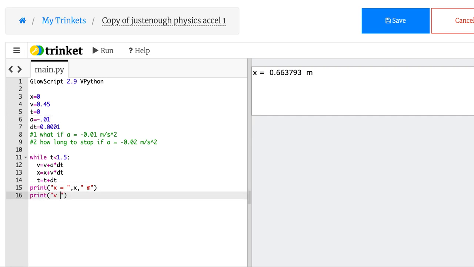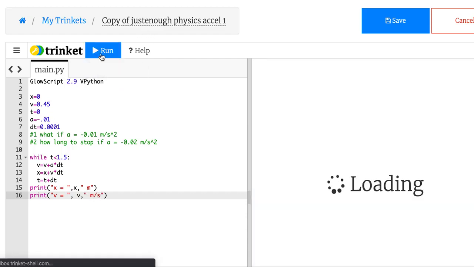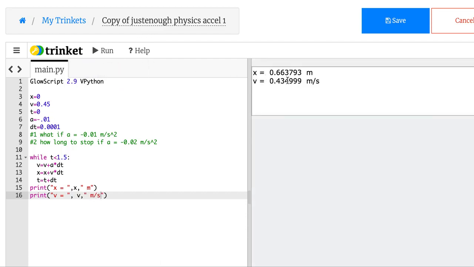Let's do this too. Print v equals v meters per second. So what's the velocity at the end of this? And this is 1.5 seconds. You see it's not even half as fast, because it was 0.45 to start with. So that one's pretty easy. All we have to do is change the acceleration.